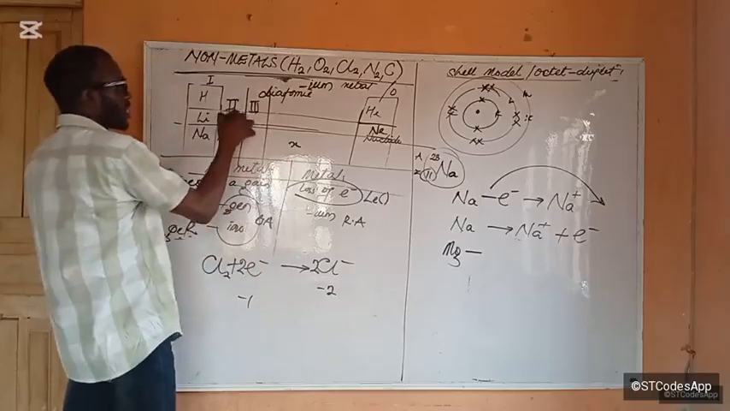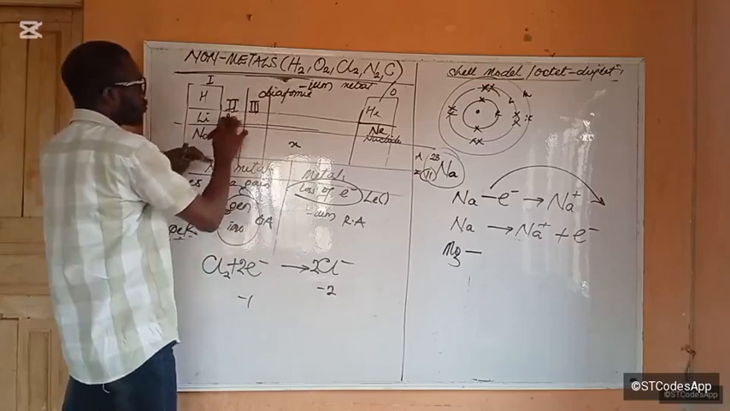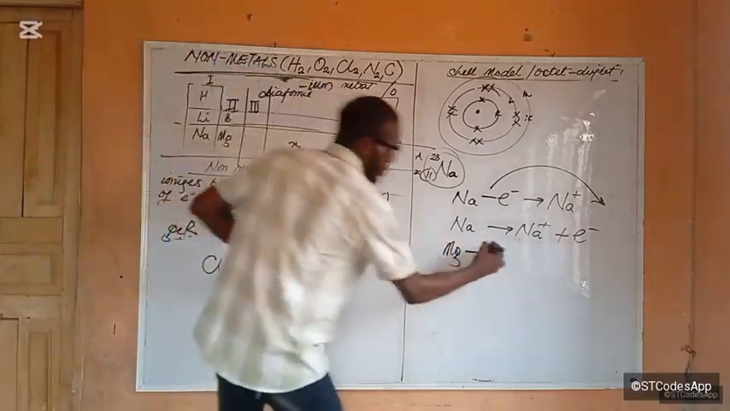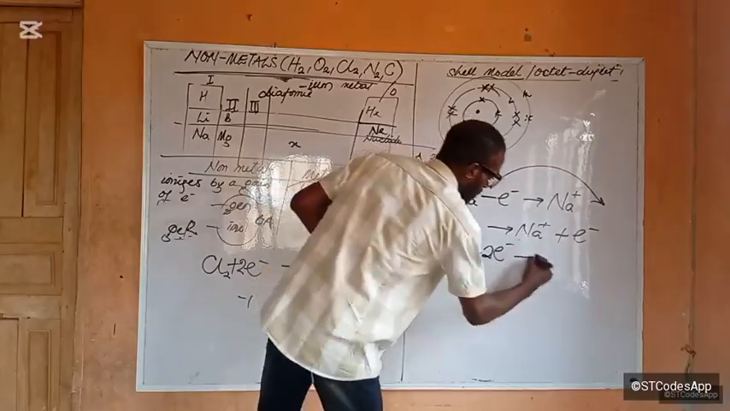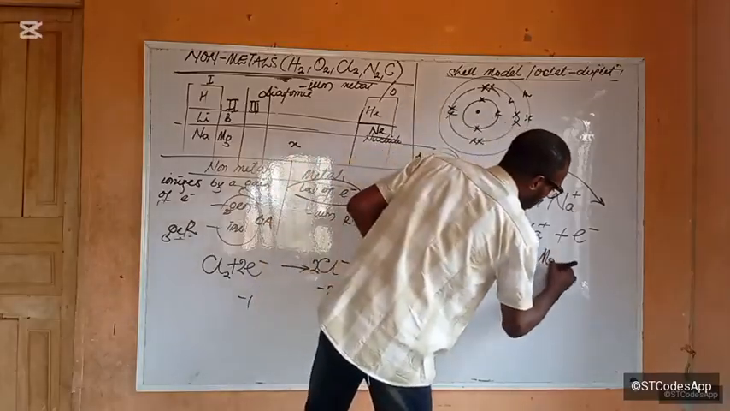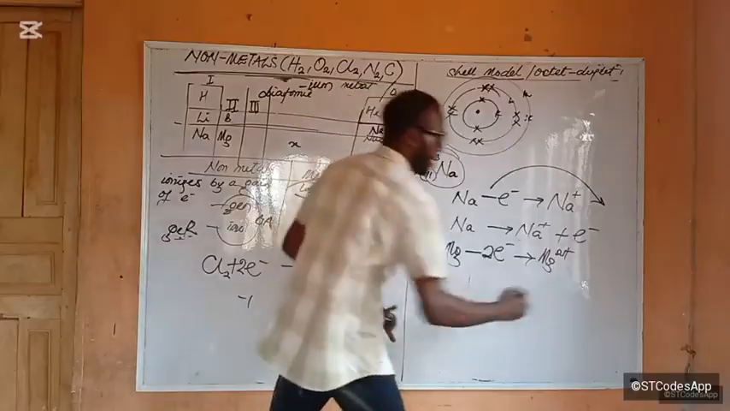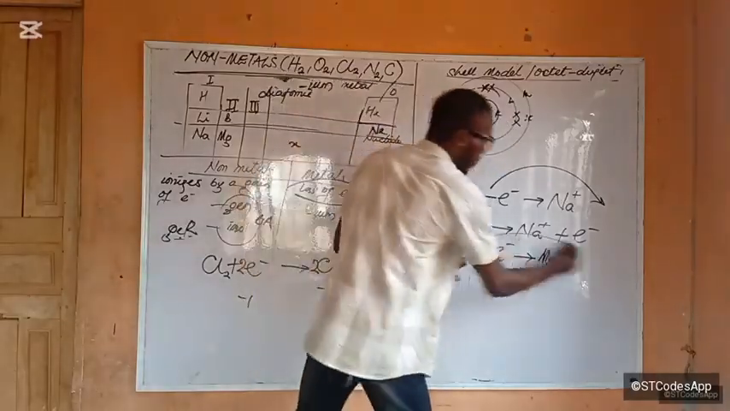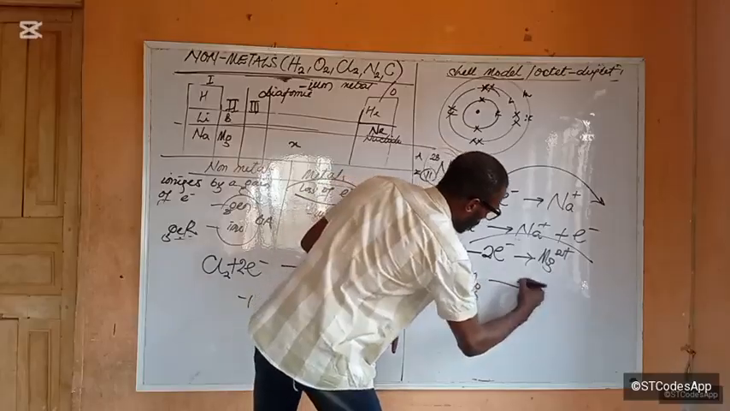So it's in group 2, it's going to lose 2 electrons. By losing 2 electrons, it will become Mg2+. Is that clear? Then this guy will now go there. So it now becomes Mg to give Mg2+.